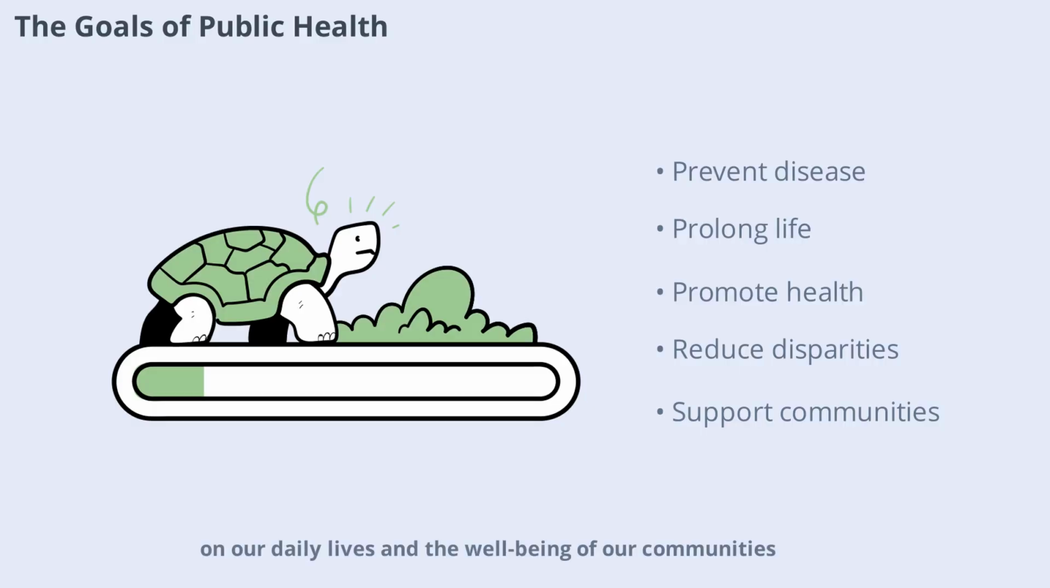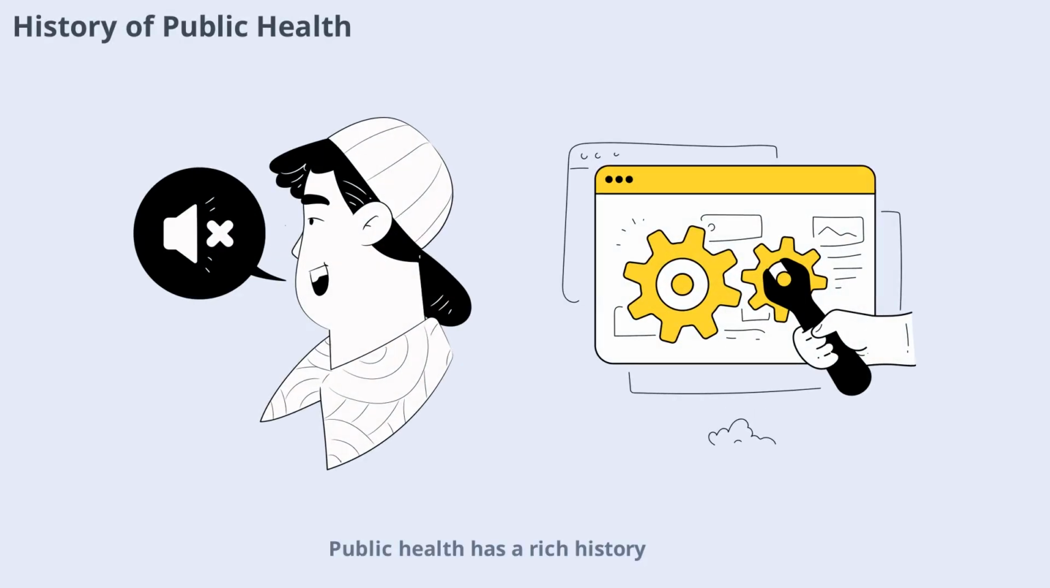Public health has a rich history, dating back to ancient civilizations that recognized the importance of clean water and sanitation. Over time, major milestones like the development of vaccines, improved hygiene, and the establishment of health agencies have shaped public health as we know it. The field has evolved to address new challenges, from infectious disease outbreaks to chronic conditions and environmental threats. Understanding this history helps us see how public health strategies have adapted and why they remain crucial today.